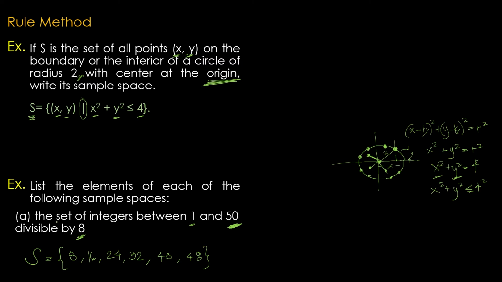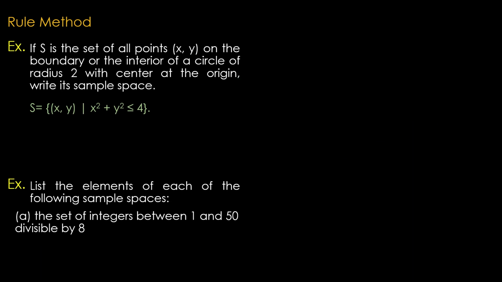List the set of integers between 1 and 50. That's all. You don't have to use the rule method because there are only a finite number of elements that make up your sample space for this example.